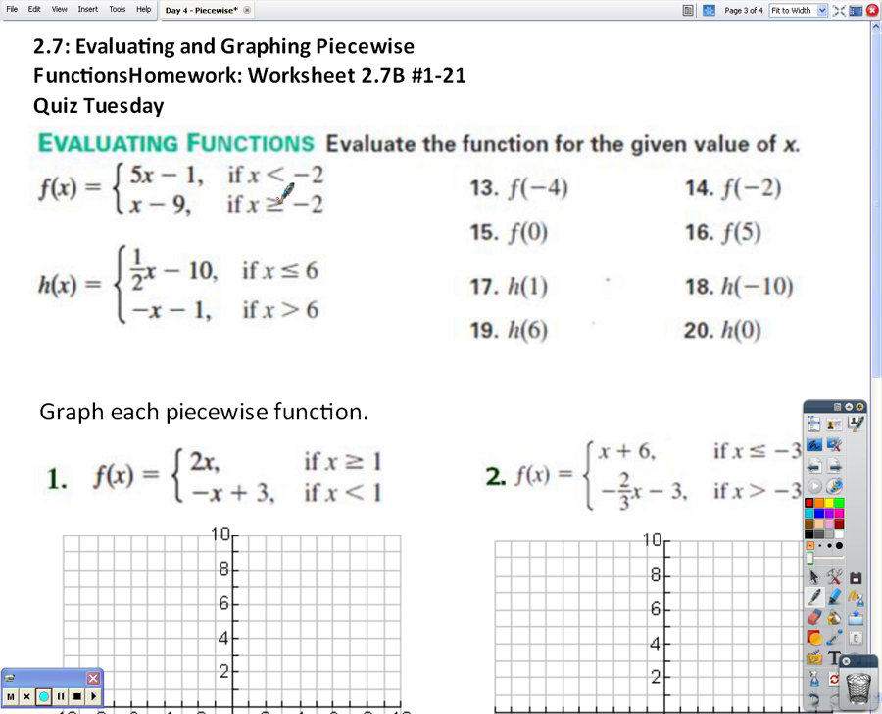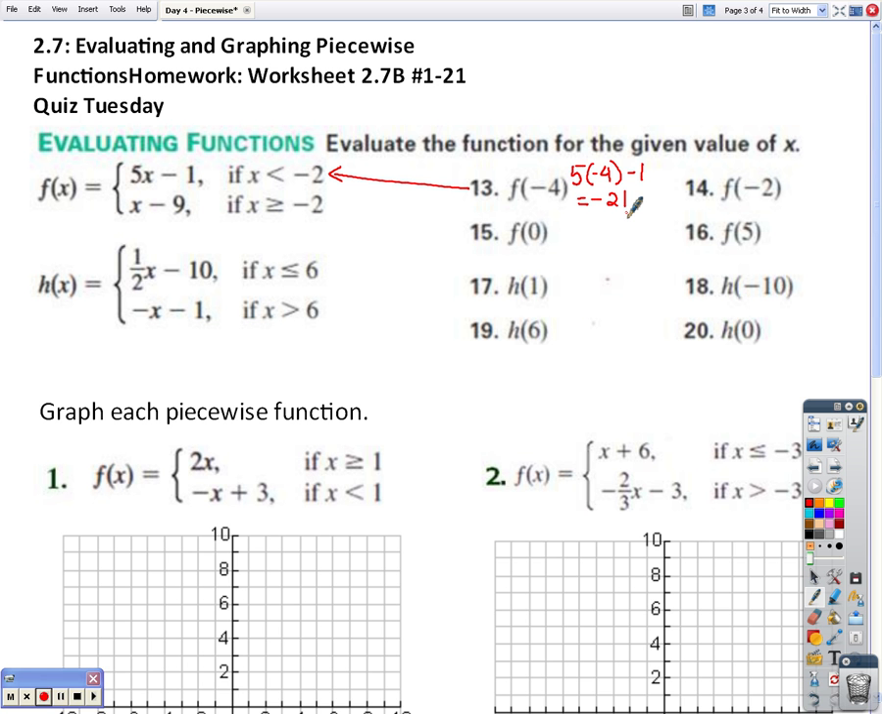So we have two choices. x can be less than negative 2, or x can be greater than negative 2. Well, because negative 4 is less than negative 2, we are going to put it into 5x minus 1. So 5 times negative 4 minus 1 is negative 21.